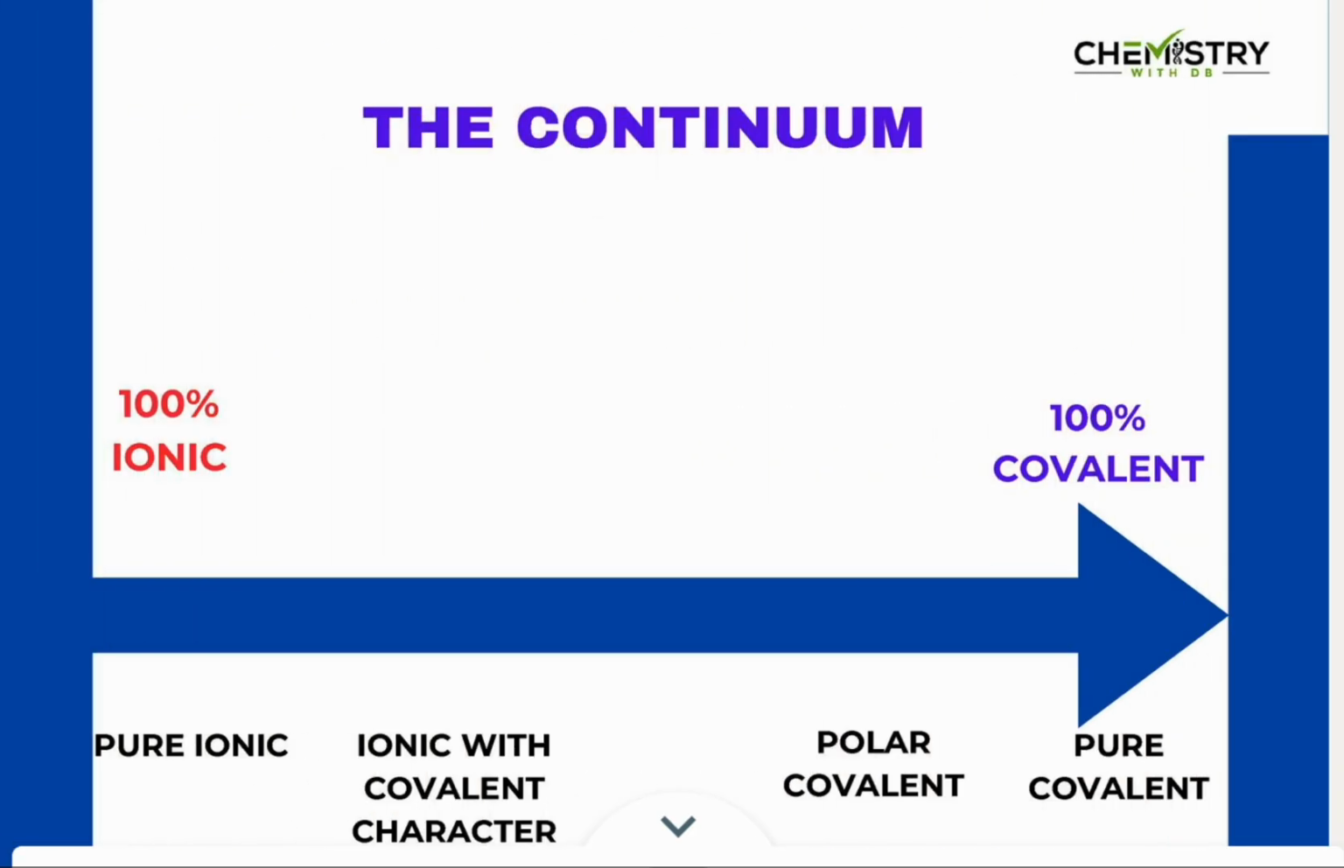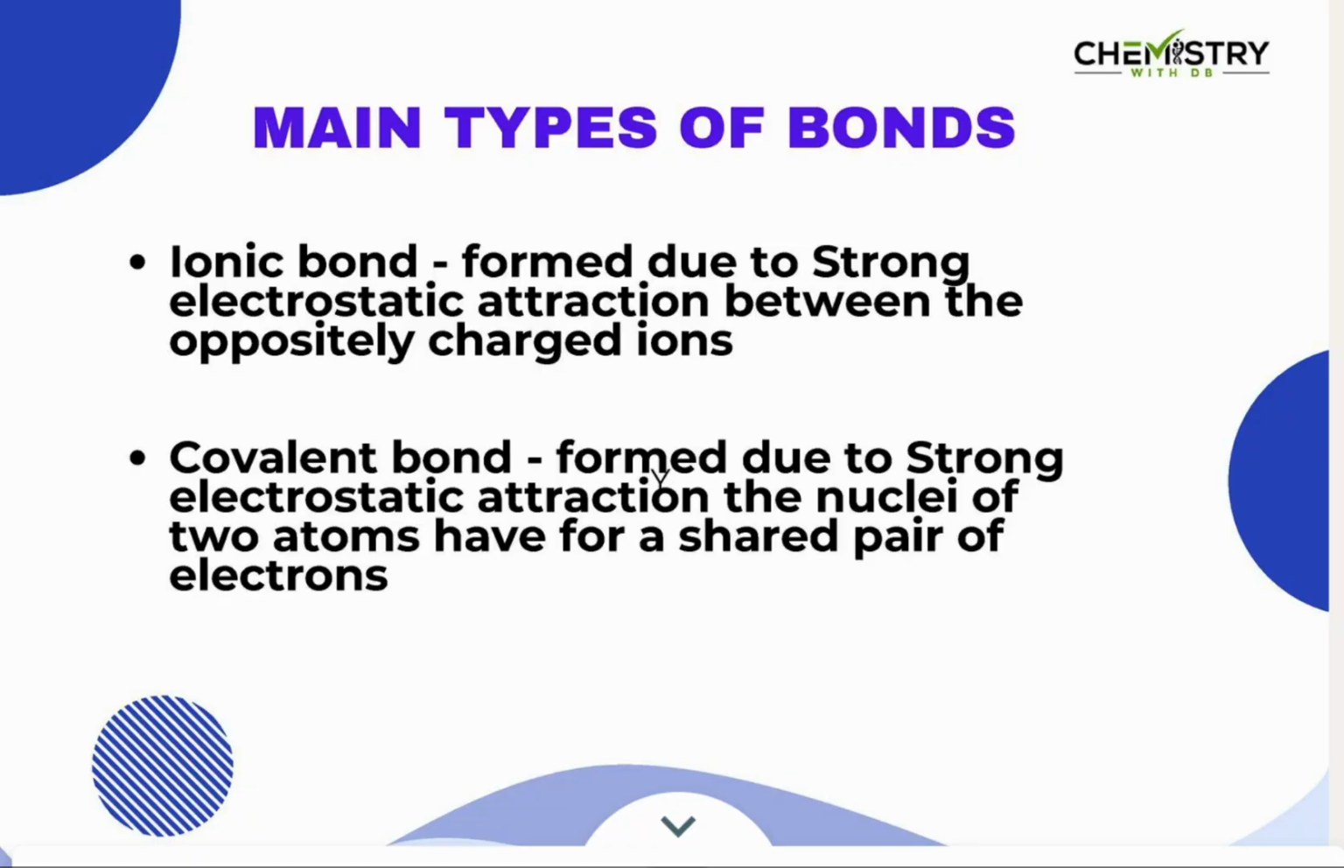Now, this is the kind of continuum we are talking about. There can be compounds which are 100% ionic or 100% covalent, and there can be compounds which are mainly ionic but some covalent character, or mainly covalent and still being slightly polar. So the two main types of bonds we understand are ionic bonds, which are due to the strong electrostatic attraction between the oppositely charged ions, and covalent bond forms because of the electrostatic attraction that the nuclei of the two atoms have for a shared pair of electrons.